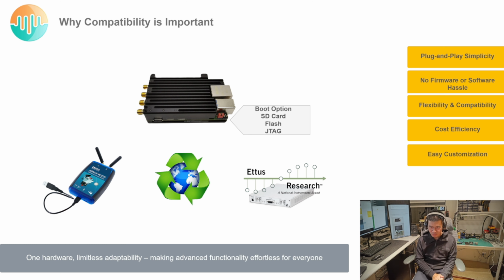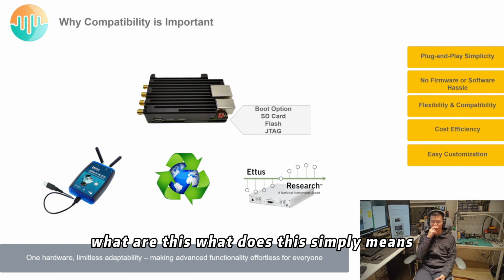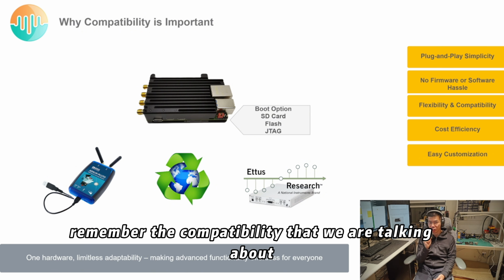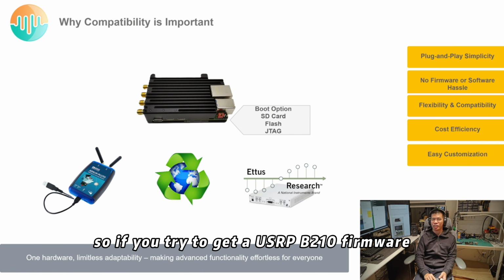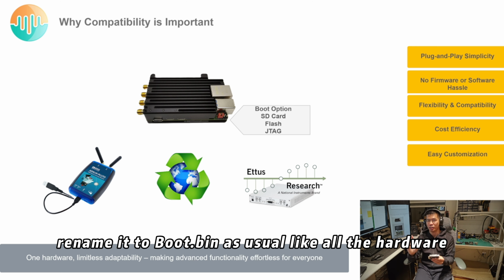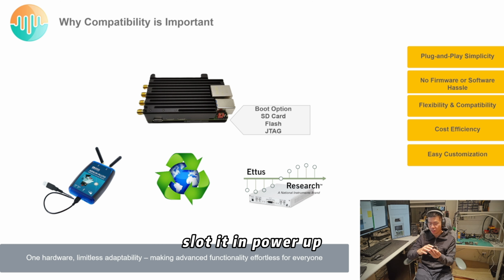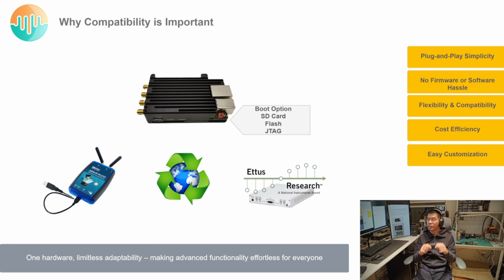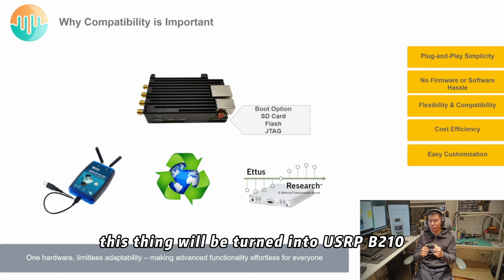So what does this simply mean? Remember the compatibility that we are talking about. If you get a USRP B210 firmware, copy it into the SD card, rename it to boot.bin as usual, like all the hardware do, right? Slot it in, power up, and this thing will be turned into a USRP B210.